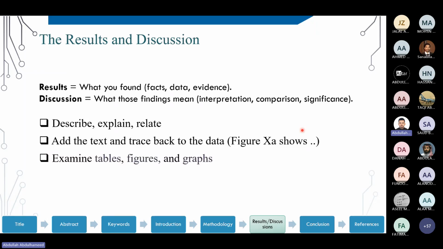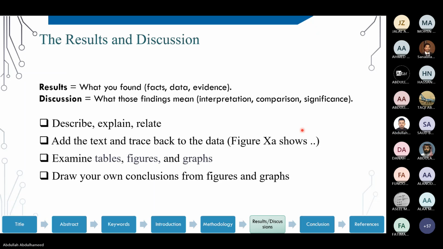Another point here, examine tables, figures, and graphs. And this is very important. In your results section, you should have figures, you should have tables, you should have graphs. So your result representation will be in these forms. This is the best way to represent your results, in terms of figures and graphs and tables. Another point here, draw your own conclusion from figures and graphs.